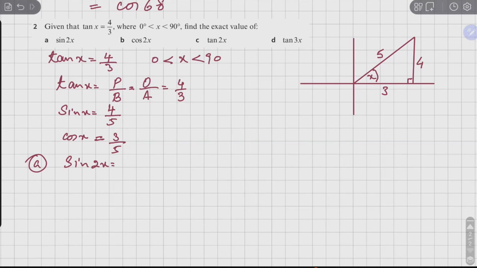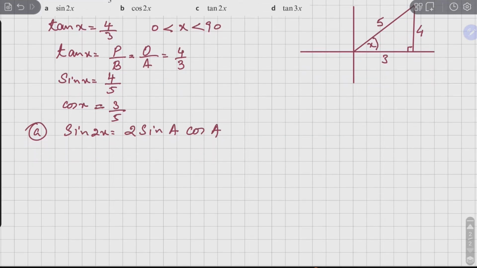देखिए, in the question, the information is about the angle x. The requirement is to find sine 2x. Find the formula 2 sine a into cos a from the formula sheet. Here you have all the values. This is sine 2x. B part, cos of 2x.